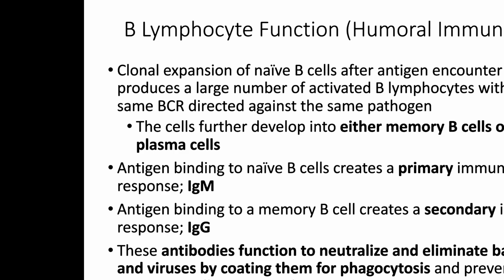When an antigen binds to a naive B cell, that creates the primary immune response, or the first-time immune response. The largest immunoglobulin in that response will be IgM, as in the largest amount. The second time that antigen binds, binding to a memory B cell, that creates the secondary immune response, and that will generate IgG at a high level.